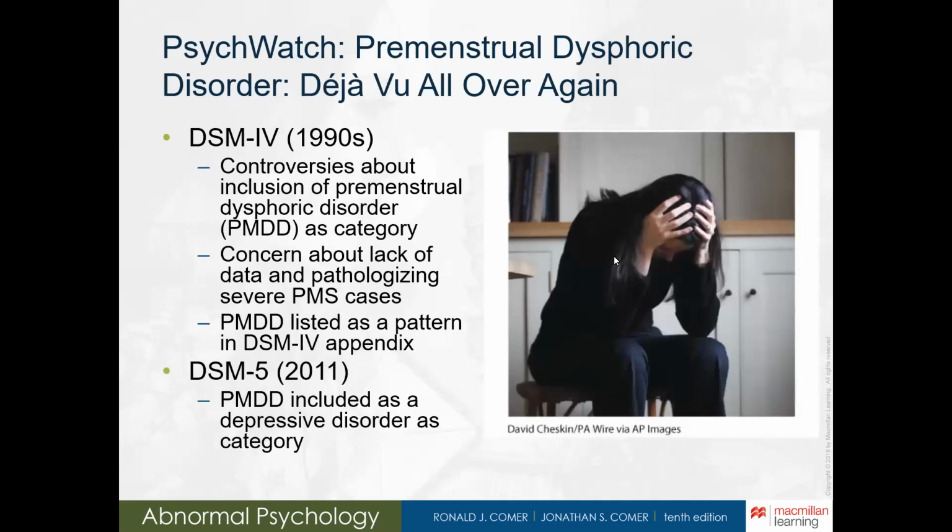So let's look at this. For many people, especially with PMDD, they may find that it's deja vu. So in the DSM-4, which was created and implemented in the 1990s, there were controversies about the inclusion of PMDD as an actual category. And the concern was about the lack of data and pathologizing severe PMS cases. But it ended up becoming listed as a pattern in the DSM-4 appendix. Now, in the DSM-5, it's included as a depressive disorder category. But is it enough? Some people say yes, and some people say no.